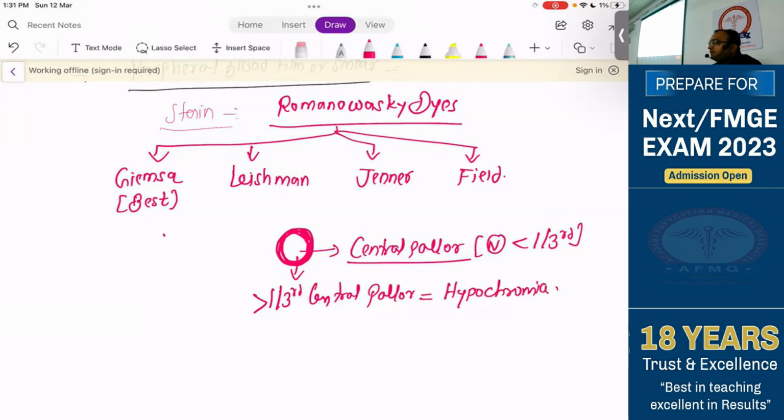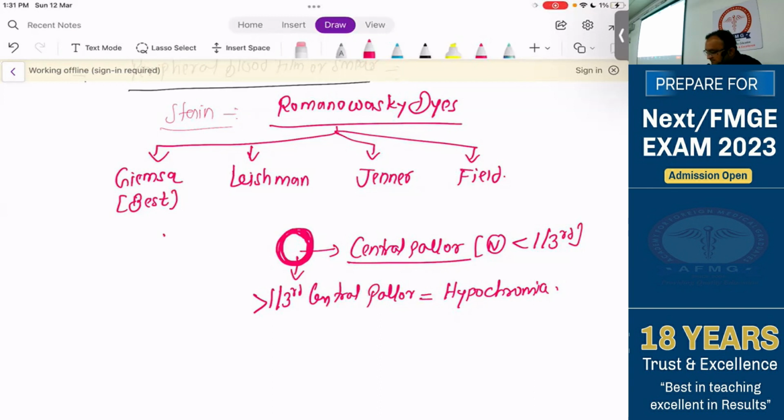So for microcytic we have to compare it with the lymphocyte, and for hypochromia we have to see the size of the central pallor. If central pallor is 1/3, then it means it's a normochromia. If the central pallor is larger than 1/3, it is called hypochromia. और hyperchromia कुछ होता नहीं. Hyperchromia होगा तो anemia कैसे होगा?